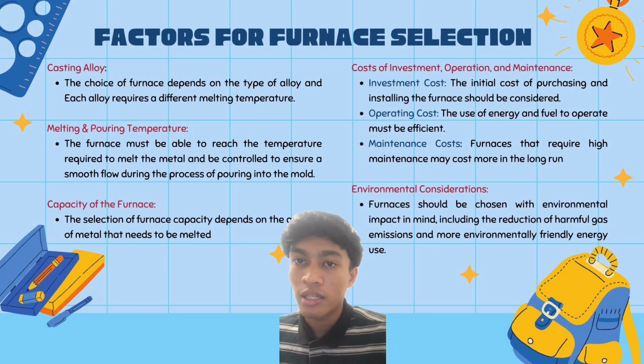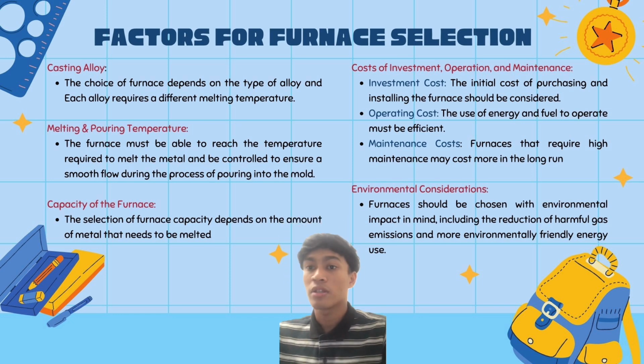First, casting alloy. The choice of furnace depends on the type of alloy, and then melting and pouring temperature. The furnace must be able to reach the temperature required to melt the metal and be controlled to ensure a smooth flow during the process of pouring into the mold. And then capacity of the furnace. The selection of furnace capacity depends on the amount of metal that needs to be melted.